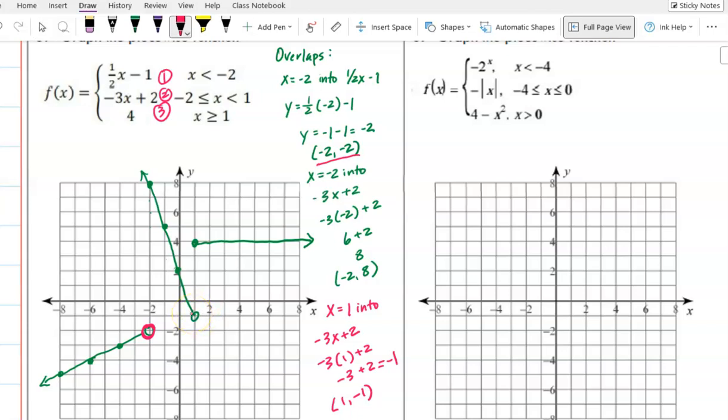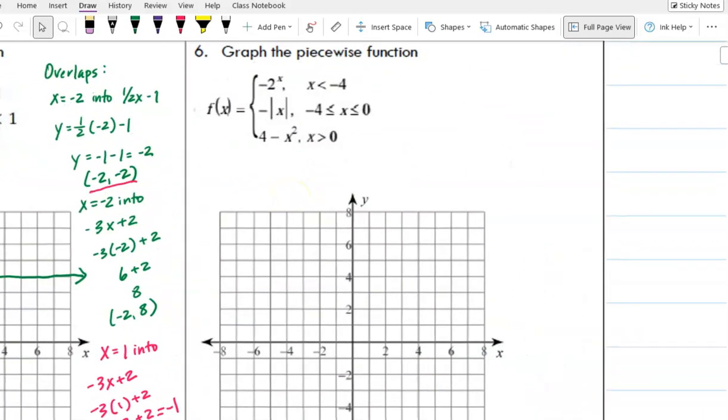That's a very exaggerated open circle. Okay, and then that's another overlap where x equals 1, where it creates that horizontal function from the third function that's in that piecewise function. Okay, so let's go ahead and do this one.